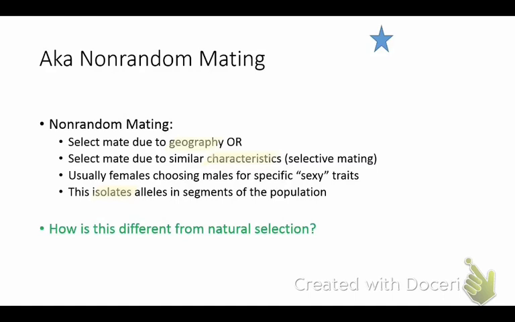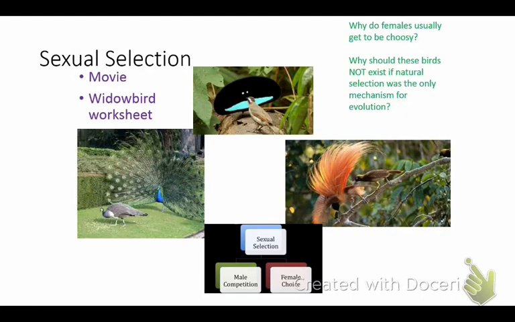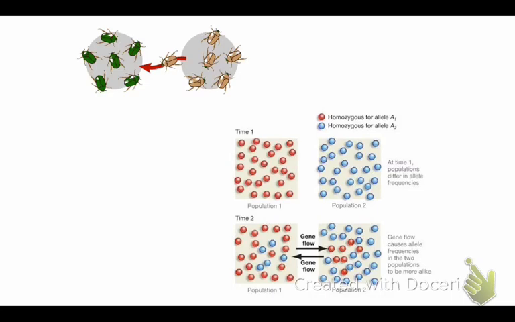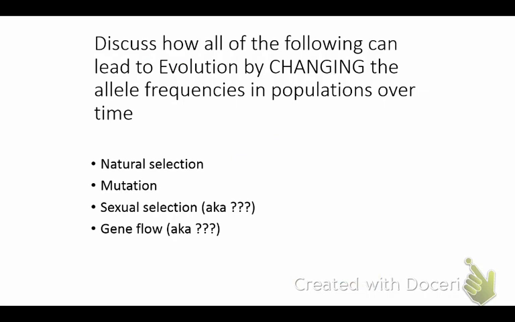Sexual selection. We talked about this in our movies, Why Sex and Evolutionary Arms Race. Why do females usually get to be choosy? Because males are the ones with the special sexy traits, like peacock feathers or a mating call. So this is an example of genetic drift, which we'll explain more in a minute. And we're going to skip this.